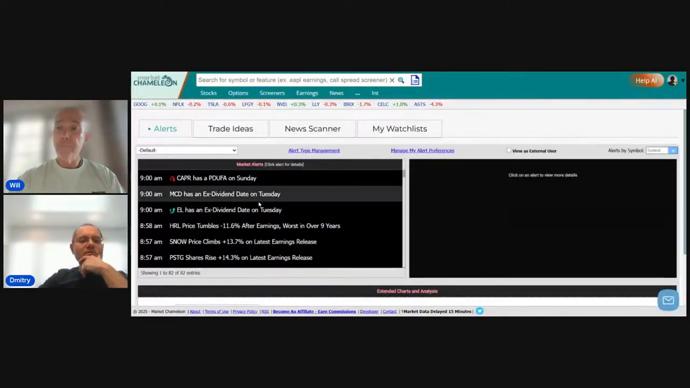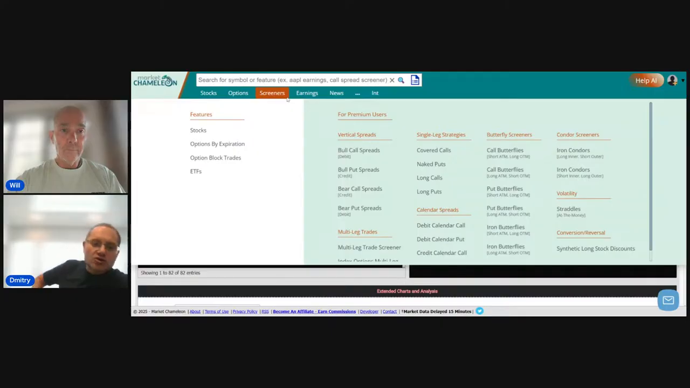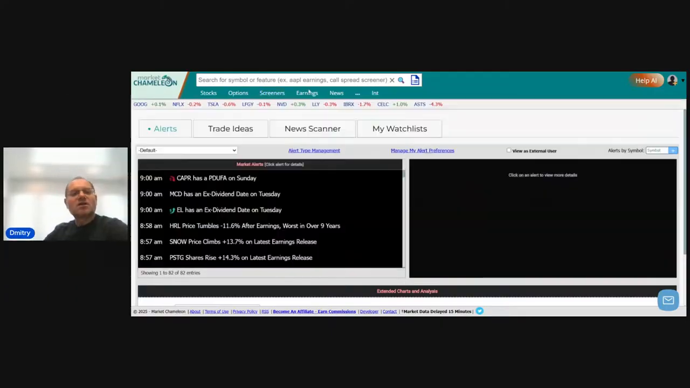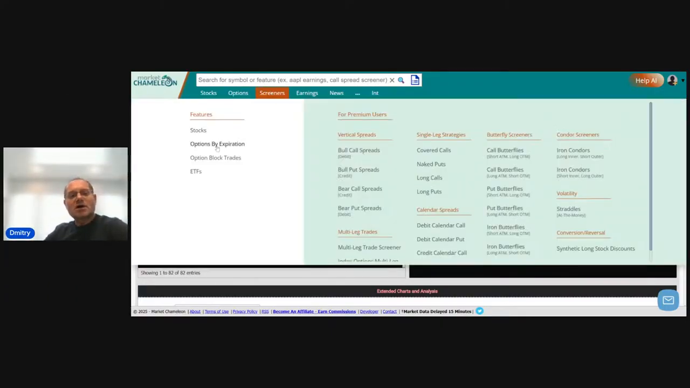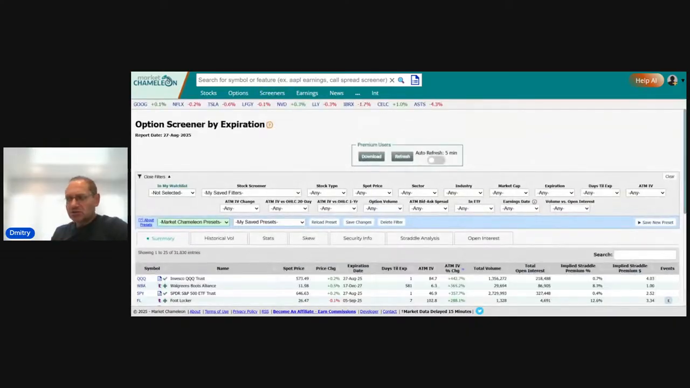Yeah. So I'm going to go to the screener that we're going to discuss first. It's under screeners, and then we're going to go to options by expiration. So click on that. We're going to land on this screener. We discussed this yesterday, looking for unusual options volume, or options volume that is anchored by a specific options expiration.